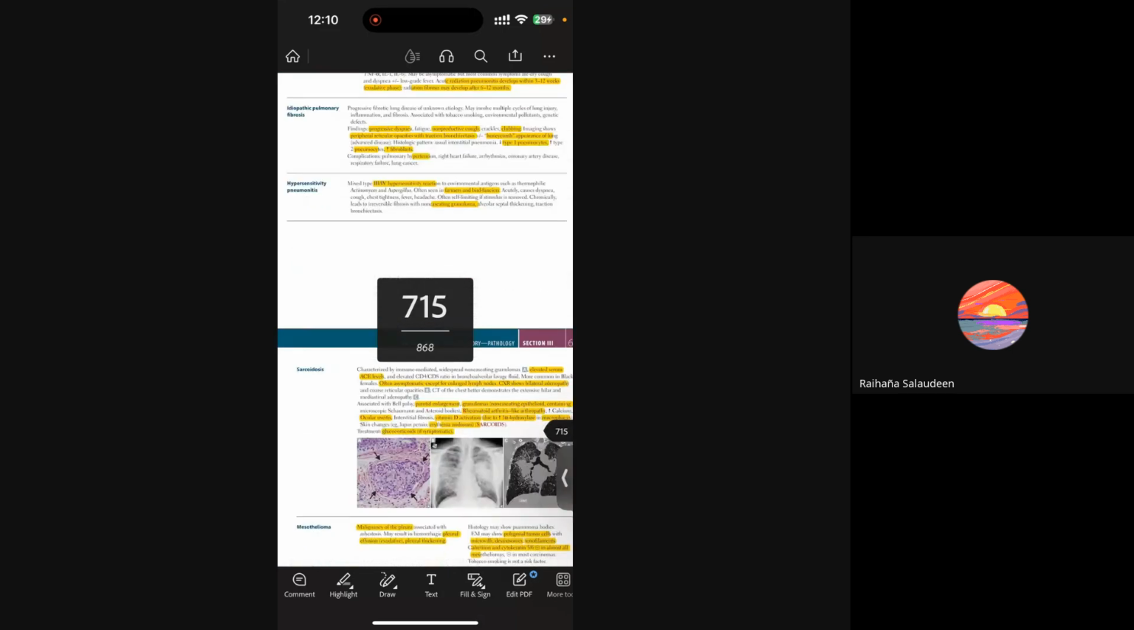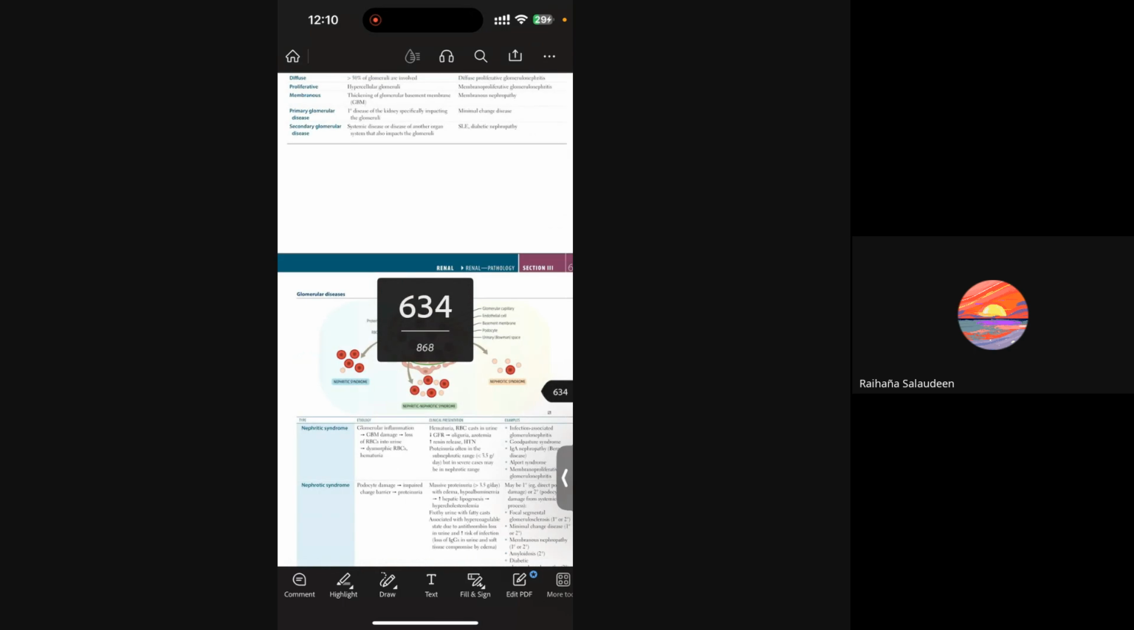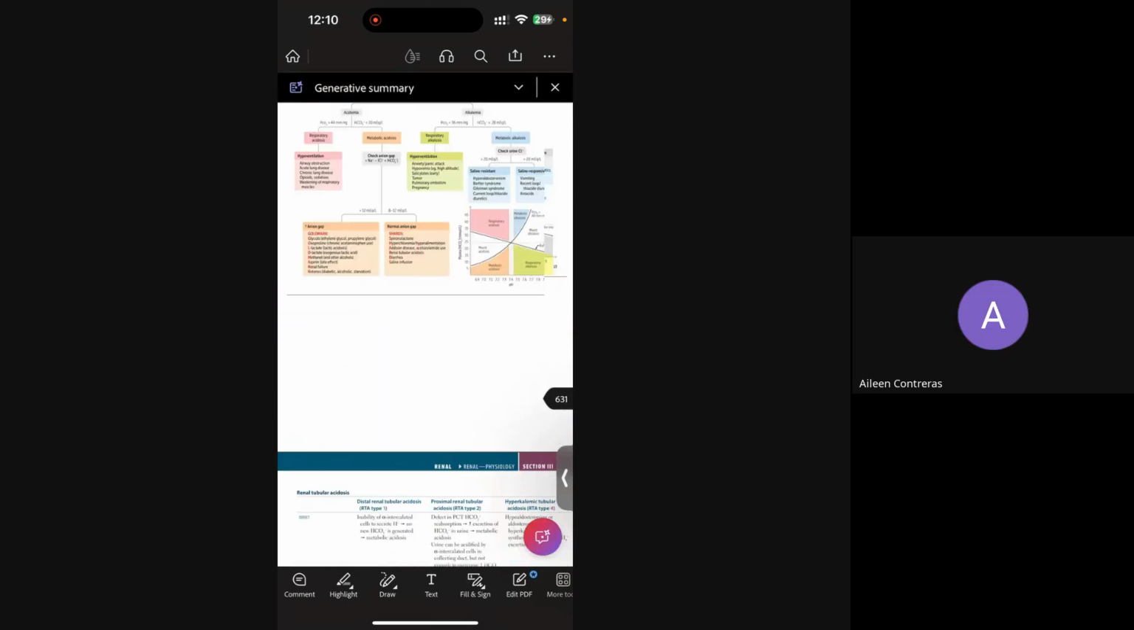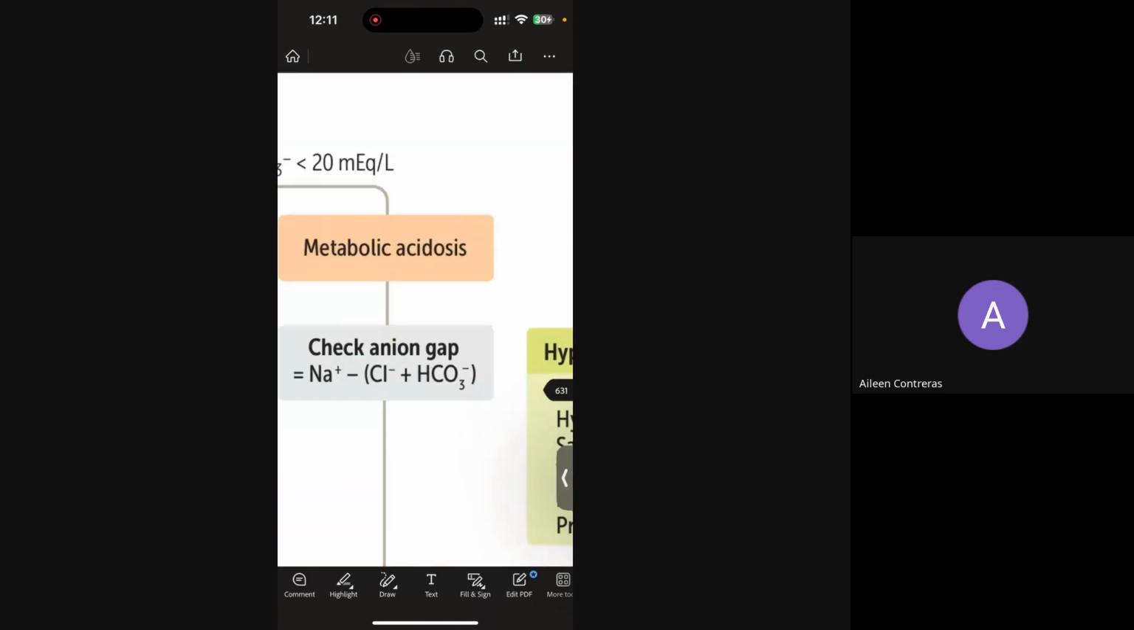Okay, let me open it. Is it written in renal? Page 610. Okay. In renal, metabolic acidosis has two types. This is the formula of the anion gap: sodium minus the other major anions in the blood, which are chloride and bicarbonate ions.